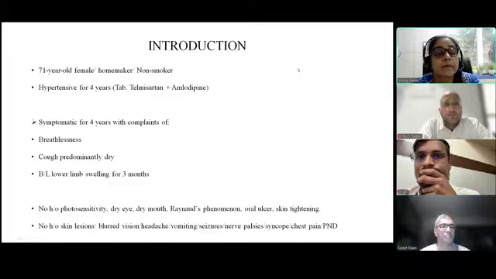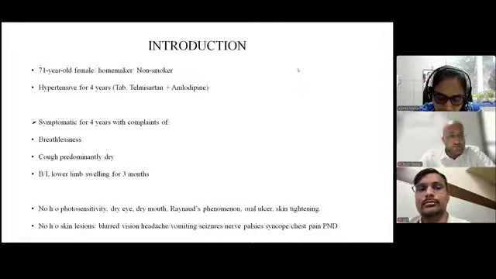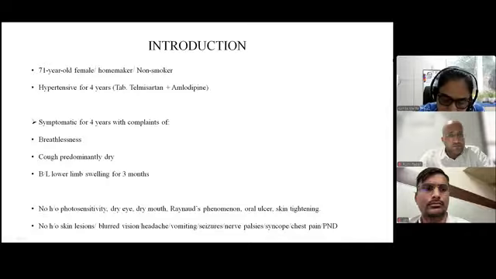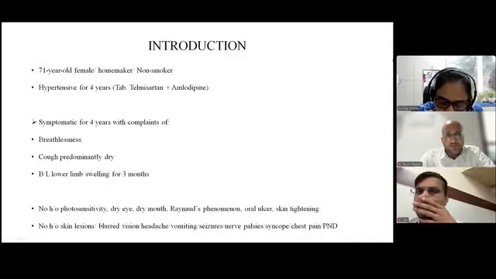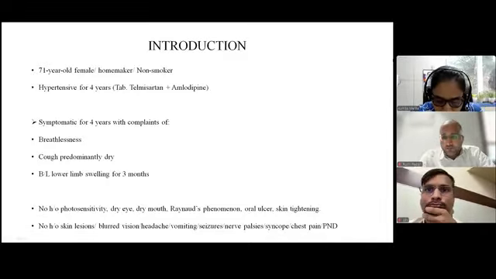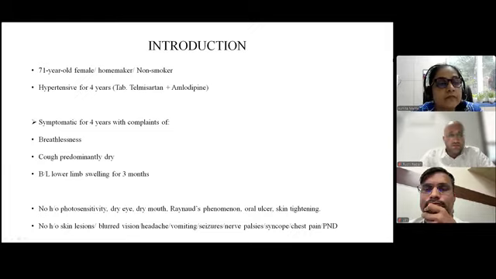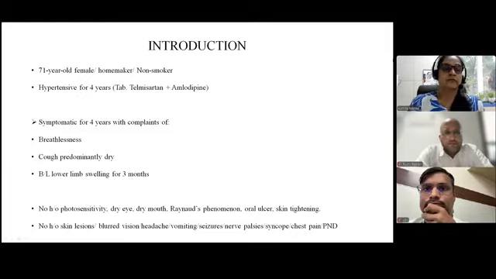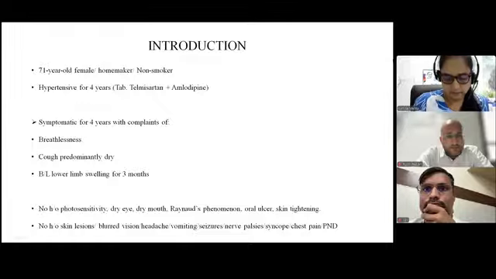Yeah, go ahead. Beginning with my case, she is a 71-year-old female who is a homemaker and a non-smoker. She had been hypertensive for 4 years, for which she was receiving telmisartan and amlodipine. She presented to us with symptoms since the last 4 years of breathlessness and cough, which was predominantly dry. Recently, she had developed bilateral lower limb swelling since the last 3 months. There were no CTD symptoms and no systemic symptoms per se, which could direct us towards any connective tissue disease.